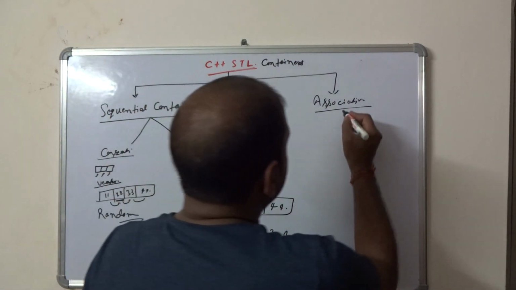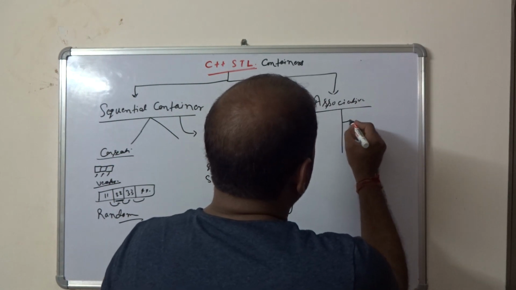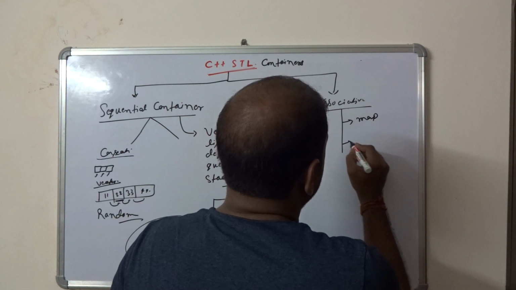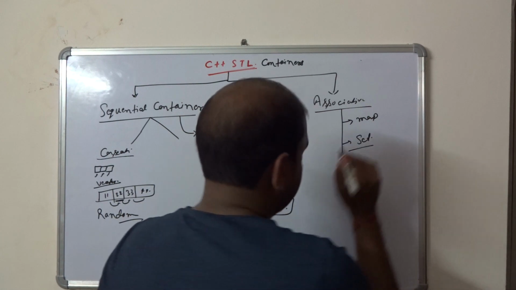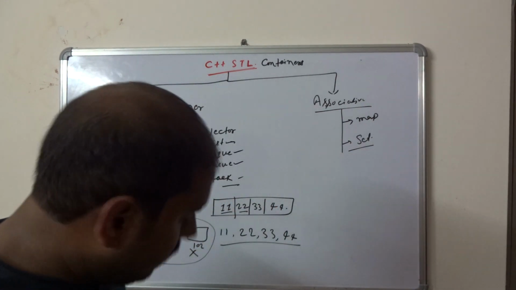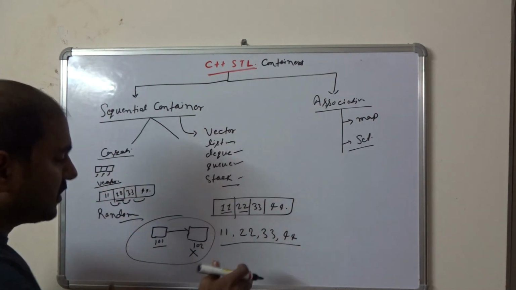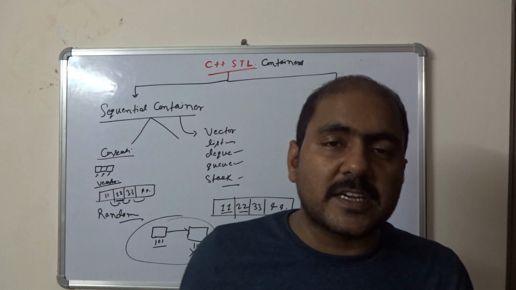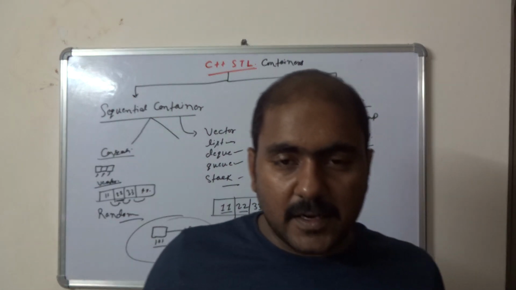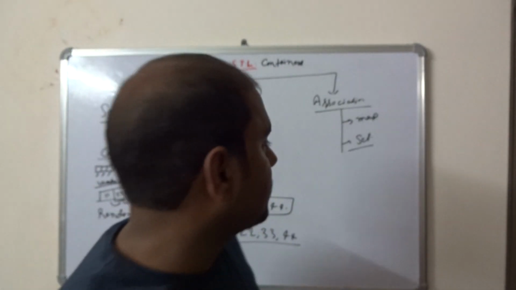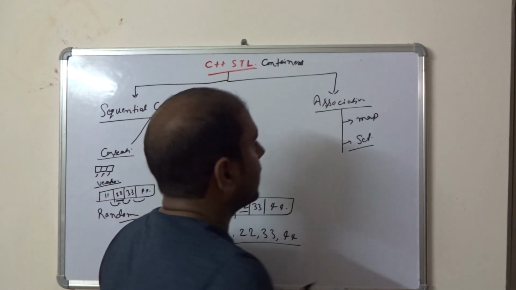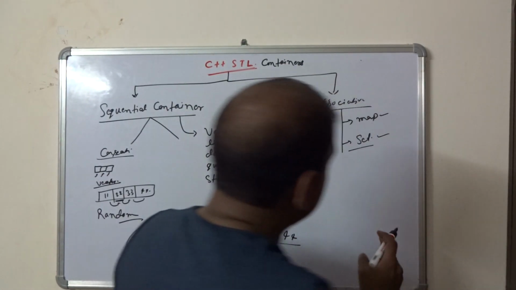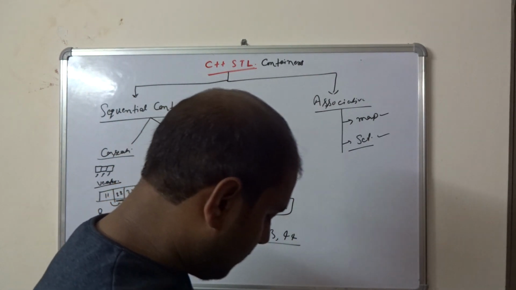We also have associative containers. There are two popular examples of the associative container, map and set. The sequential containers, like vector and list, are all part of the sequential container. If you talk about the map, map is an associative container.